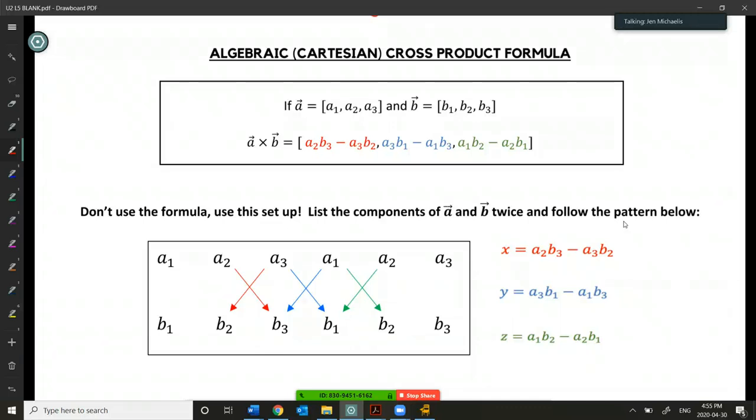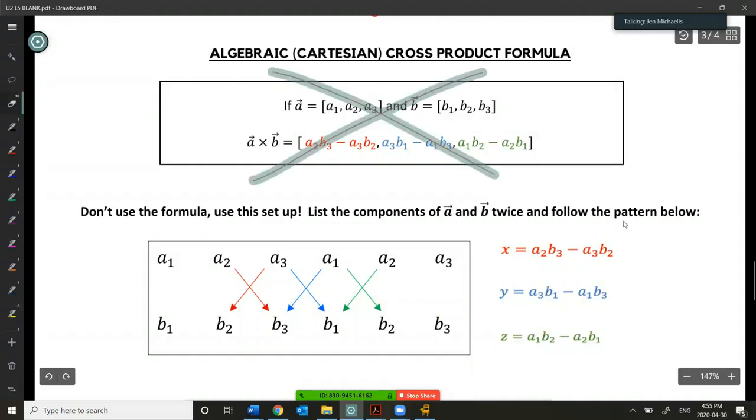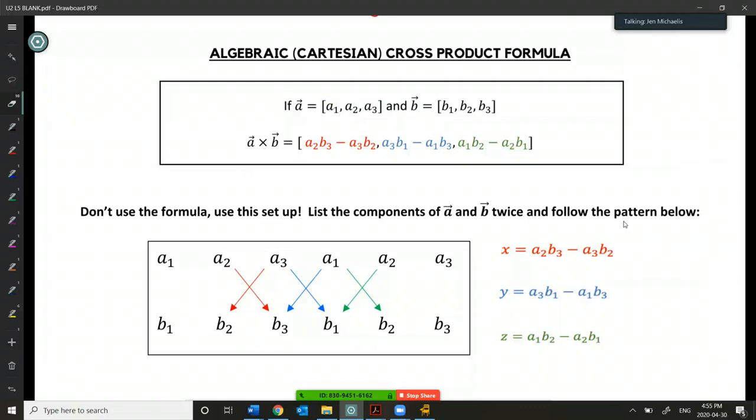Okay, so here's your formula here. I don't want you to use this formula. I mean, if you want to, you can memorize it, but it's a lot easier just to do this setup that I've set up for you above. So what you're going to do is take your first vector and write it twice, the second time directly after the first time, and then you're going to stack that with the second vector written twice. And then you're going to follow this pattern. So you actually don't even need these two components. I usually just erase those or cross them out. And we're going to follow this top left to bottom right kind of direction here.